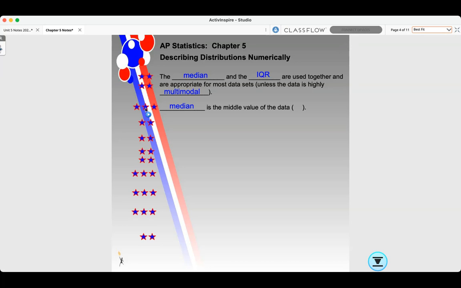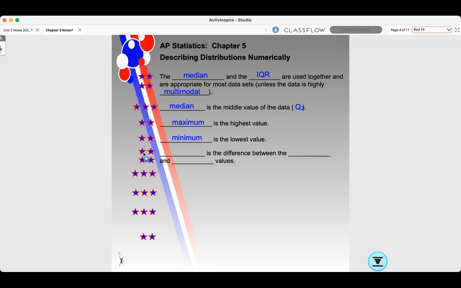Median is the middle value of the data and is also denoted as Q2. Maximum is the highest value. Minimum is the lowest value. Range is the difference between the maximum and the minimum values.